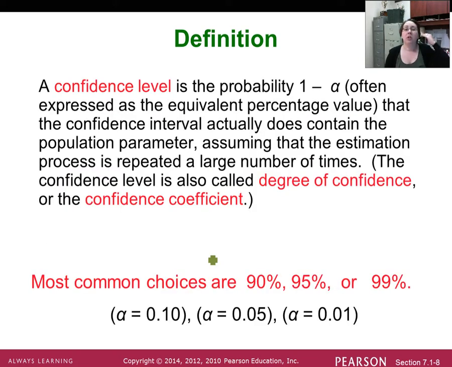So to do this, you need a confidence level. You have to have a certain level that you want to have. The typical ones you can see at the bottom are 90, 95, or 99%. This is how certain you are that the actual population proportion will be in your confidence interval. A confidence level is the probability 1 minus alpha, often expressed as the equivalent percentage value. Percentages are what you see at the bottom. It is the probability that the confidence interval actually does contain the population parameter, assuming that the estimation process is repeated a large number of times.